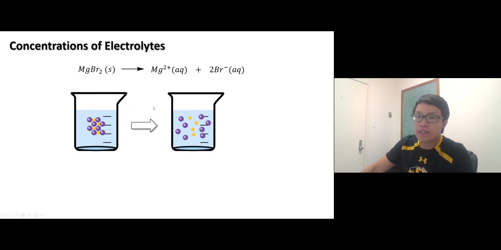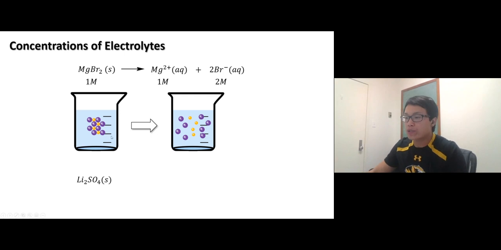Okay, so take a look right here. Let's say we start out with a 1 molar magnesium bromide solution. When magnesium bromide dissolves in water, they dissociate, and we're going to end up with 1 molar magnesium ion plus 2 molar bromide ion, because it's double. We have double the amount of bromine in there.